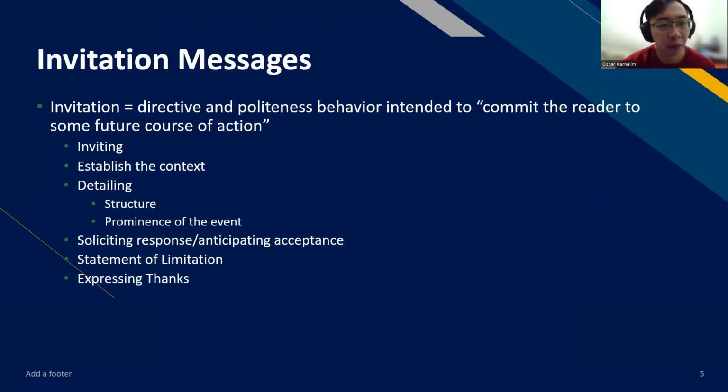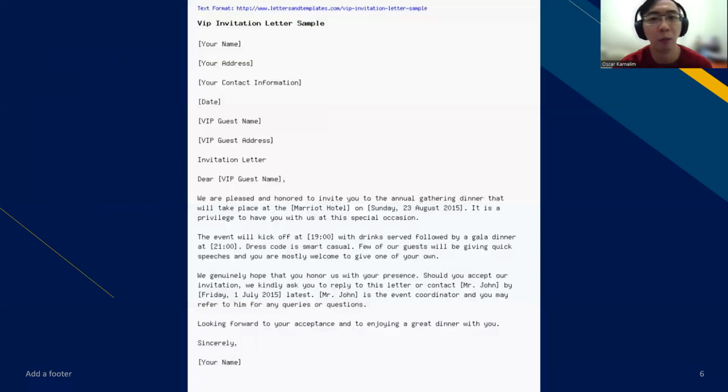And you can also add a statement of limitation. For example, you can only invite one additional person, or maybe you can only bring your own motorcycle or something like that. And then, of course, in the end, you need to express thanks. This is one example of invitation.